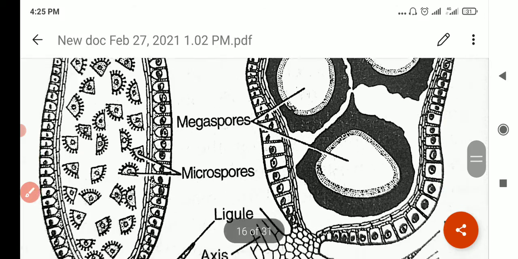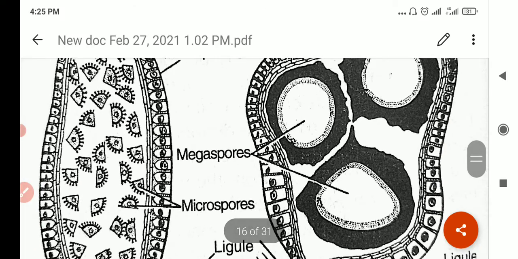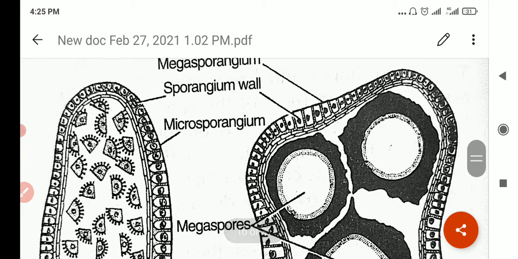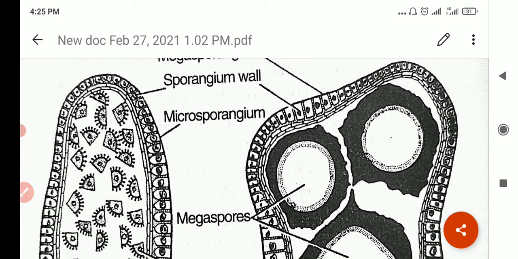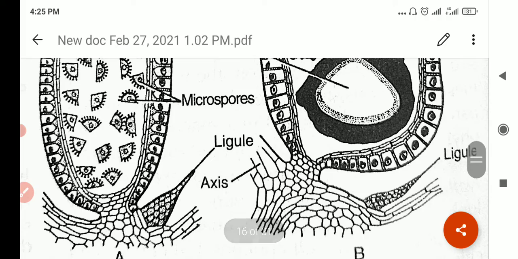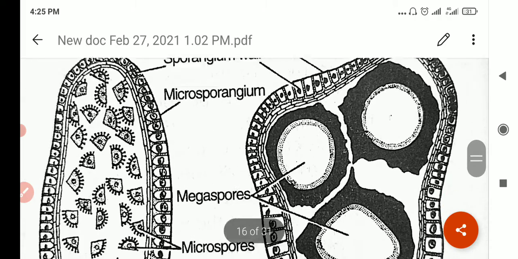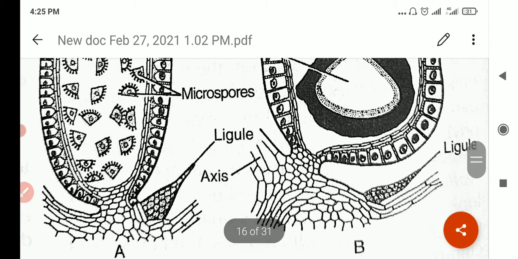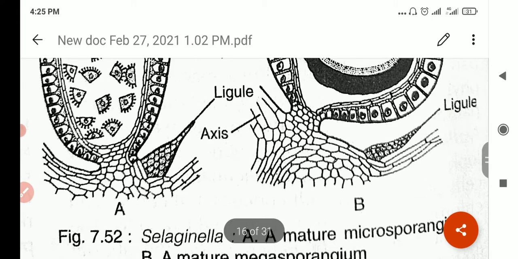So these are the images. This one you have already drawn in your practical. You have a two-layered microsporangial wall. You can see the microspores. You can see the ligule. Here you can see the megaspores. You can see the wall. You can see the ligule again.